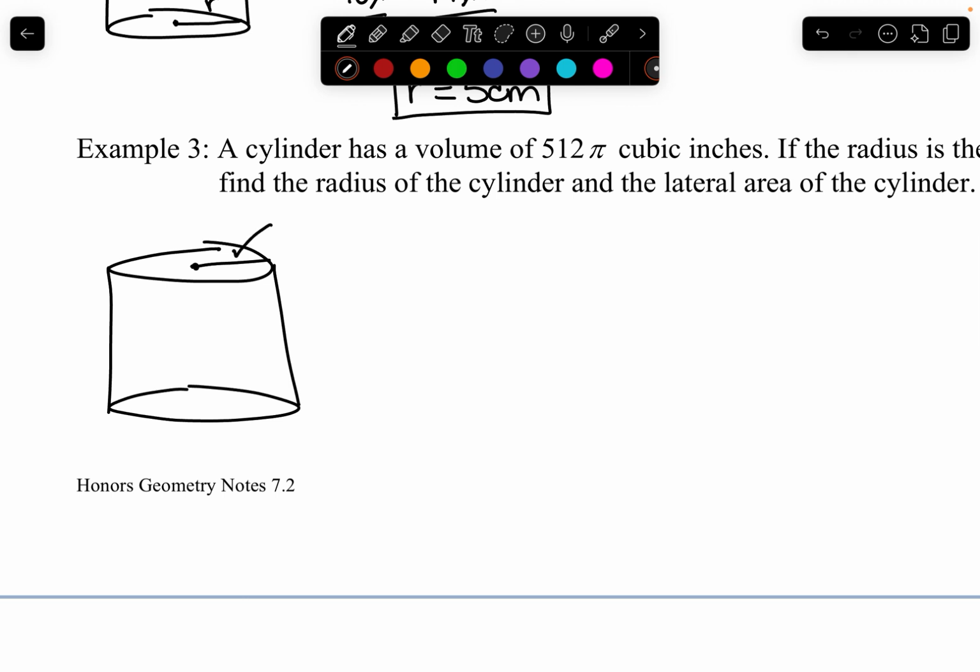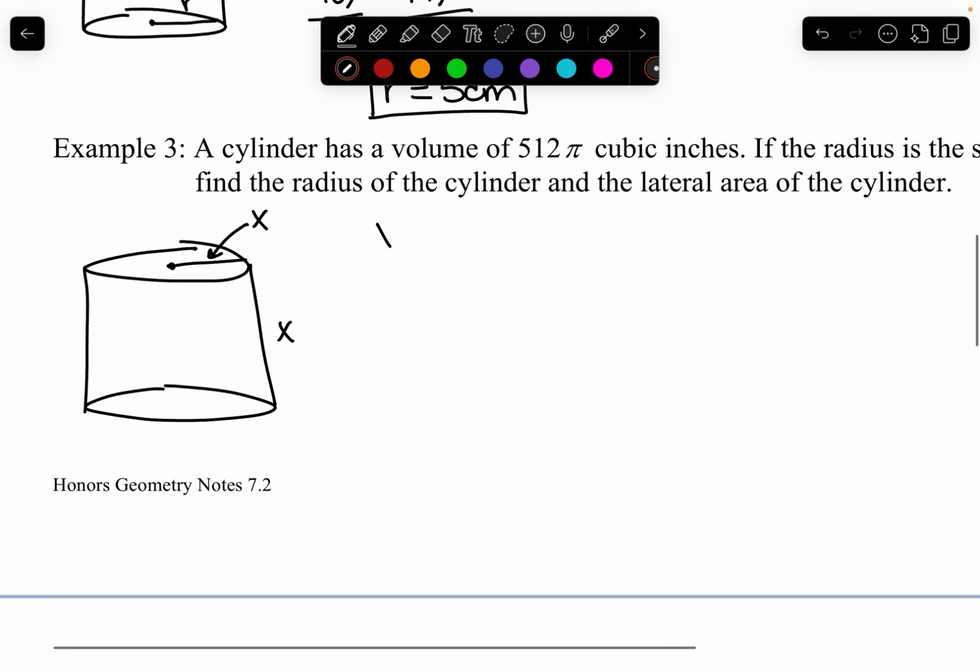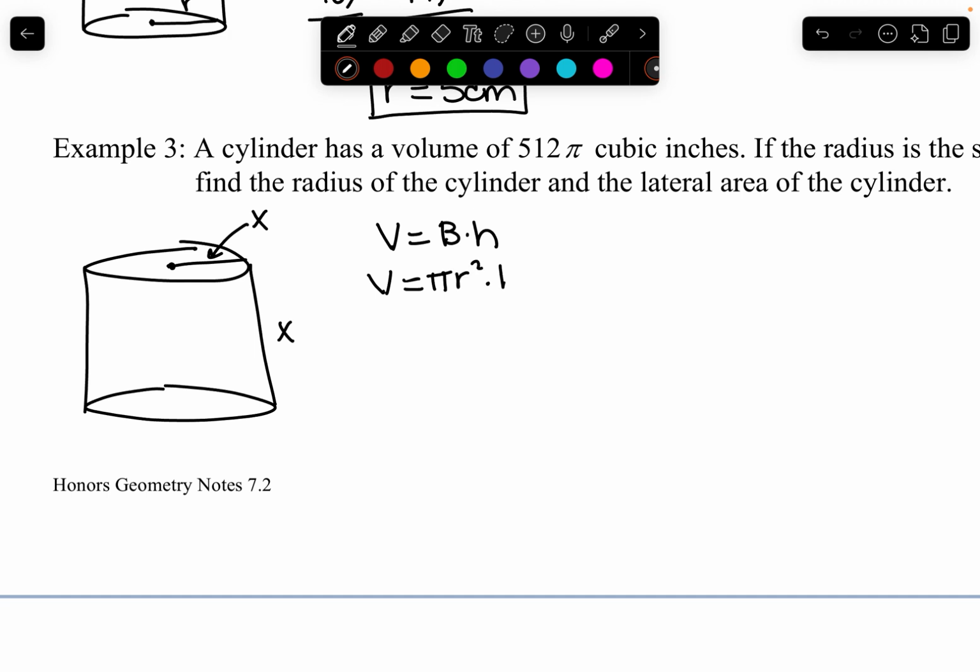Okay, so they're telling us that the radius and the height are the same. So because they are the same, I'm actually going to make both of these the same variable, just to make our lives a little bit easier, okay? Now, it told us that we have a volume of 512 pi. So volume of a cylinder is big B times H. As always, we need to be more specific. So big B is the area of the base, and our base is a circle, so that's going to be pi r squared times height, and I'm going to plug in what I know. I know that my volume is 512 pi. I know that my radius is going to be x, and I know that my height is also x.